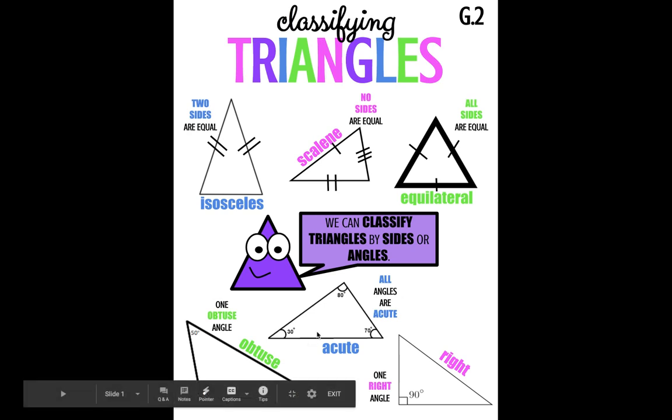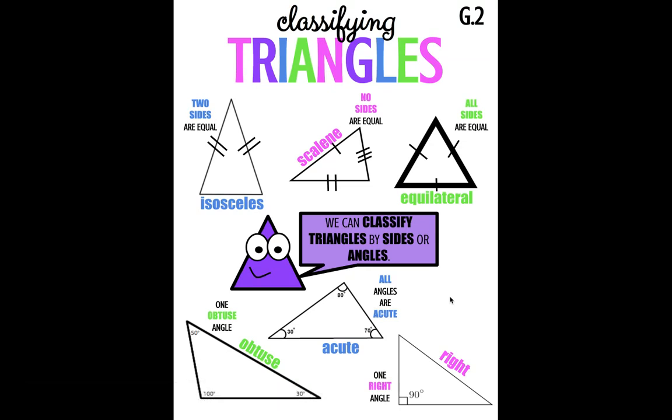The second type of triangle based on angles is an acute triangle. All the angles in this triangle are going to be acute. So you see your three angles are all under 90 degrees because remember, acute means under 90. So 30, 80, and 70 are all under 90. So all these angles are acute. So this is an acute triangle.